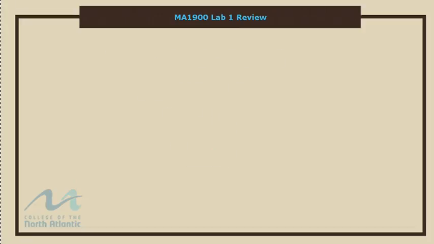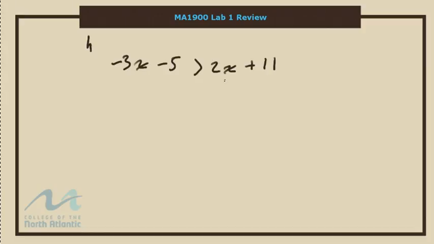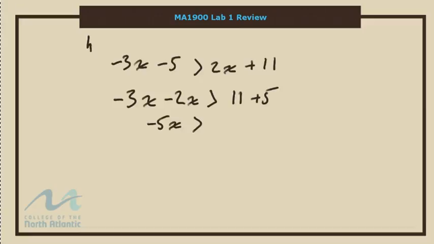Now we get to H. H is going to be minus 3x minus 5 is greater than 2x plus 11. Now, just so we can see the minus thing in action, I want to do this slightly differently. I want to say that's going to be minus 3x minus 2x is greater than 11 plus 5. So that means that minus 5x is going to be greater than 16.